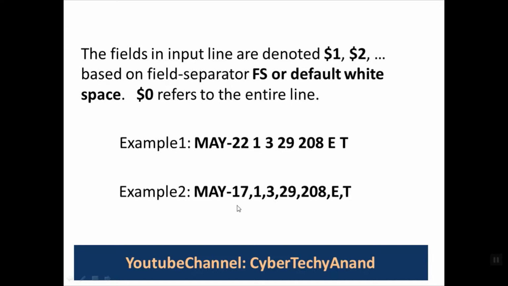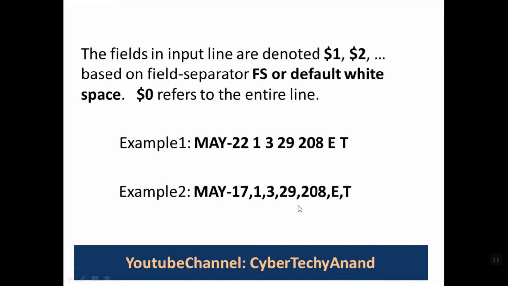If you won't pass that hyphen F, comma, then this entire string will be considered as $0, and the manipulations are not going to work. So if there is a default space, there is no need to mention the field separator. But if there is any other field separator like comma, semicolon, then we need to explicitly pass it using options like AWK hyphen capital F, then comma, and only then will the manipulations of AWK get implemented. So this is a very important thing. You guys need to keep this in mind before executing any command.